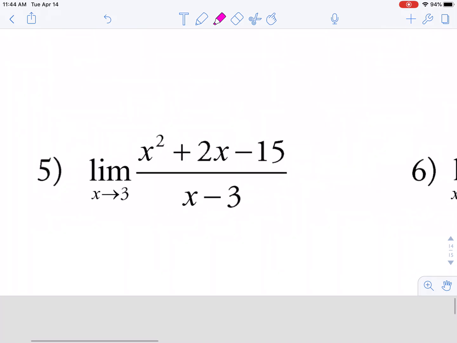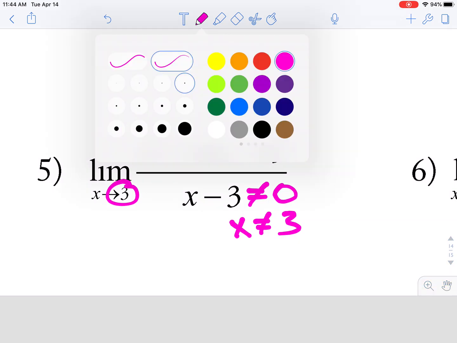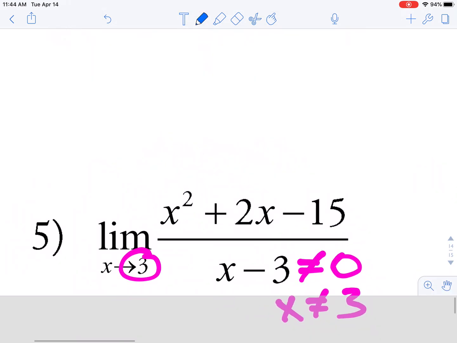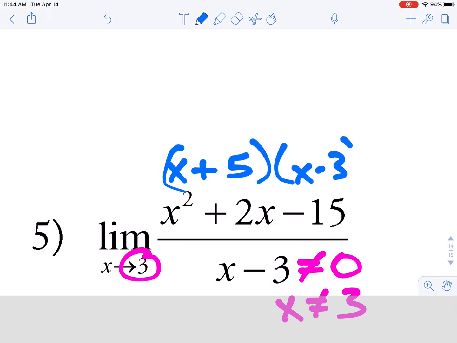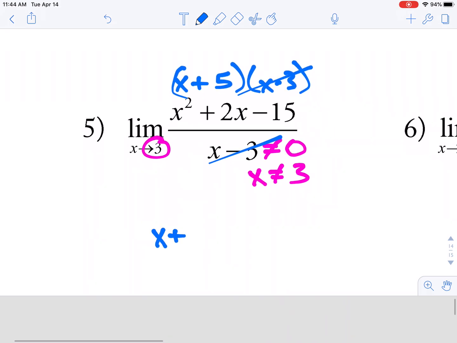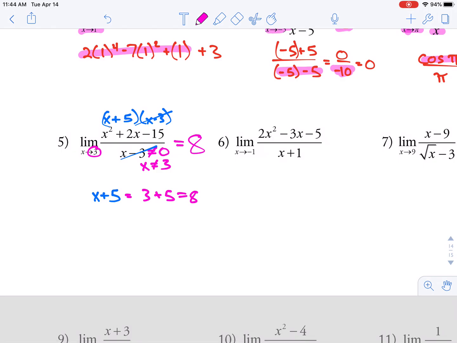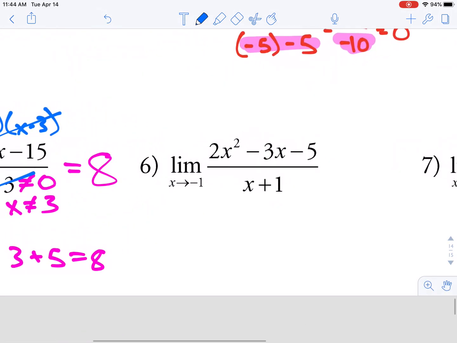Now, for problems like this where you have to do a little bit more work, you cannot plug in 3, because x cannot equal 3. So you can't plug it in right away. You have to do a little bit more work. So simplify. We simplify by factoring. Now those factors cancel, so we're left with x plus 5. So now we can plug 3 in to get 8. And so our limit would be 8. So we just simplify and then plug in after we're done.